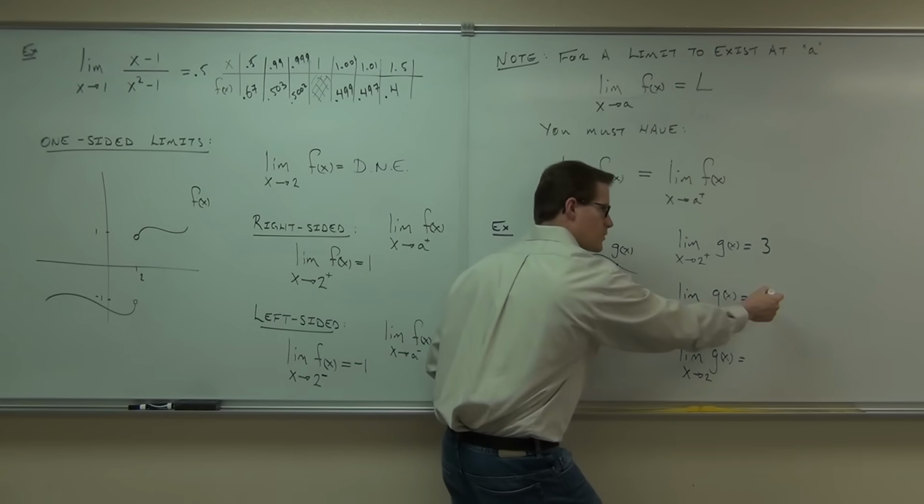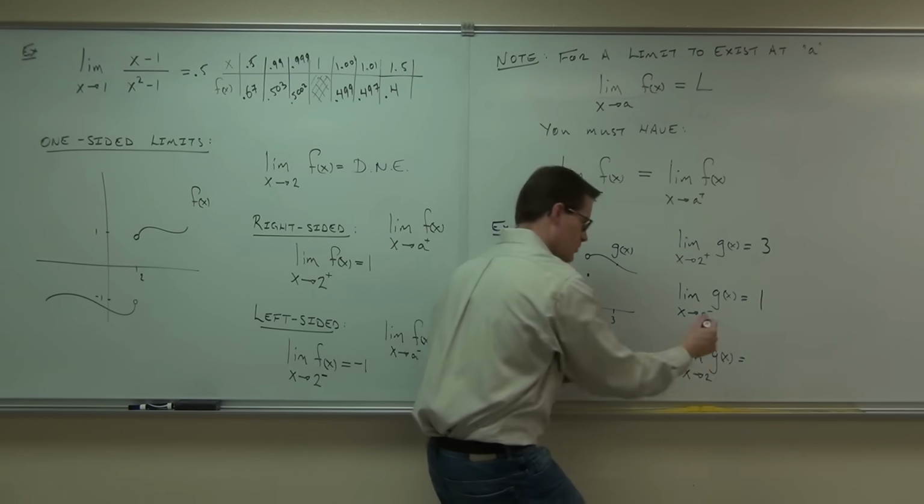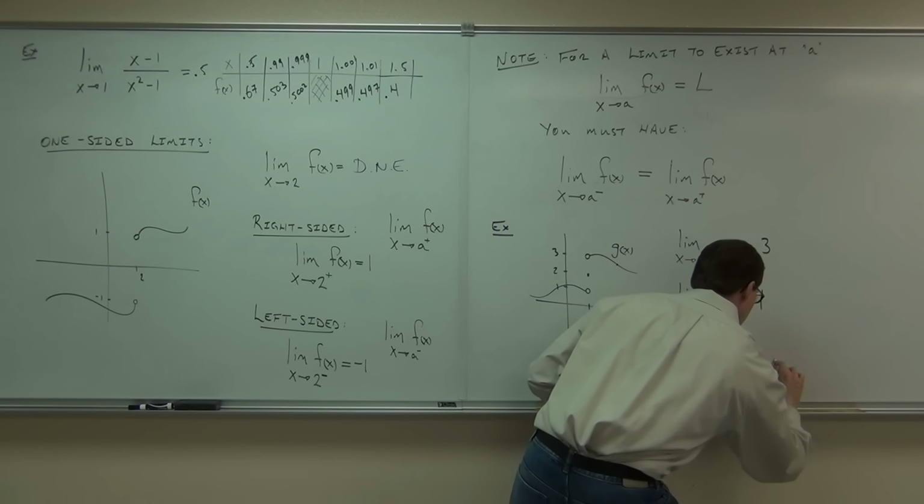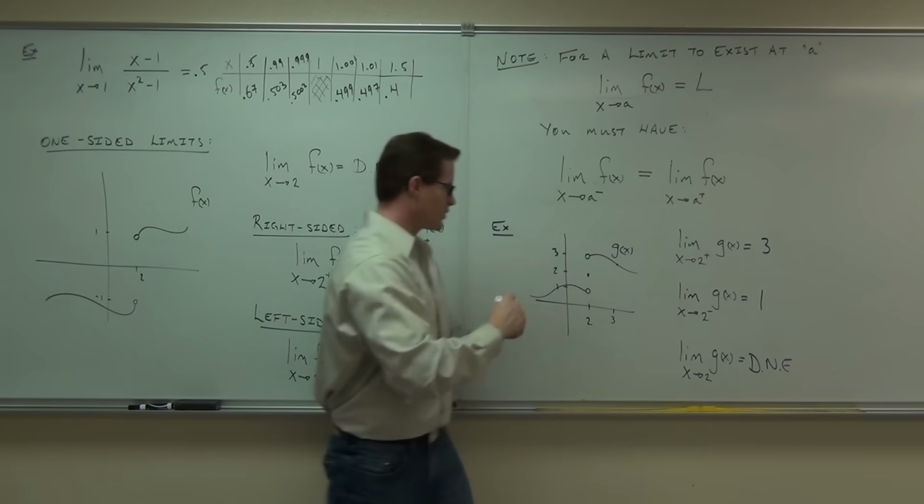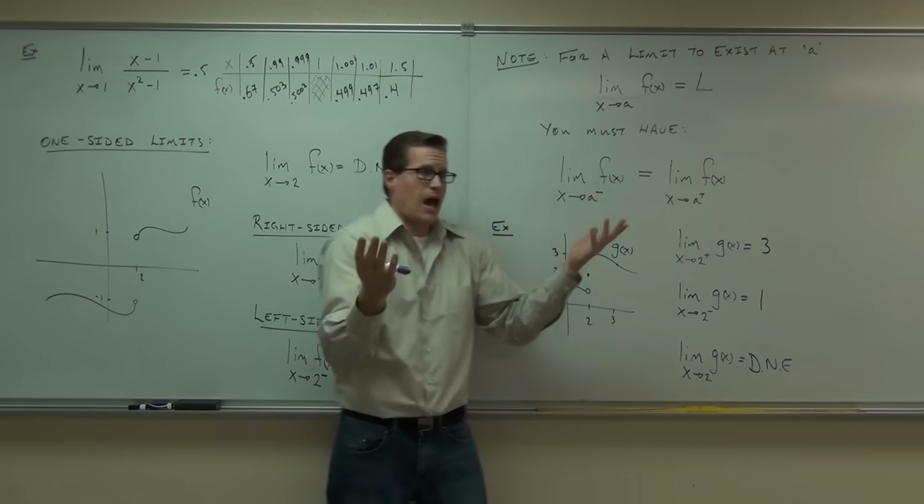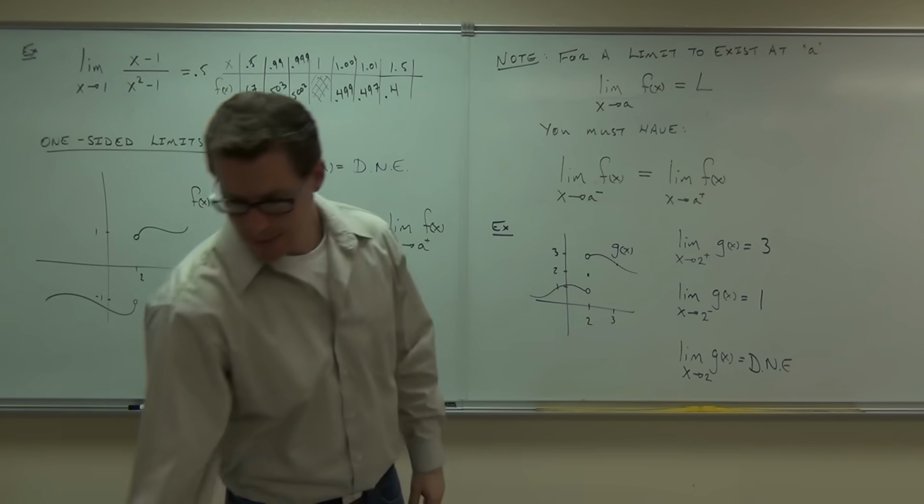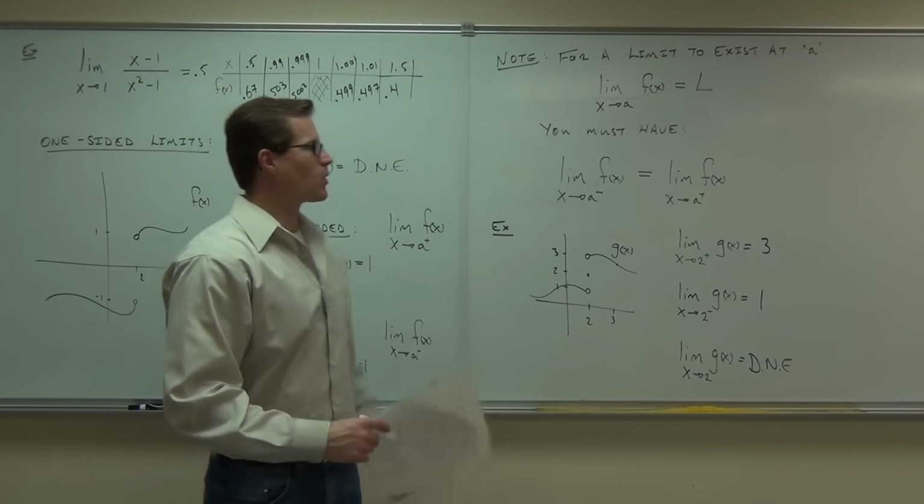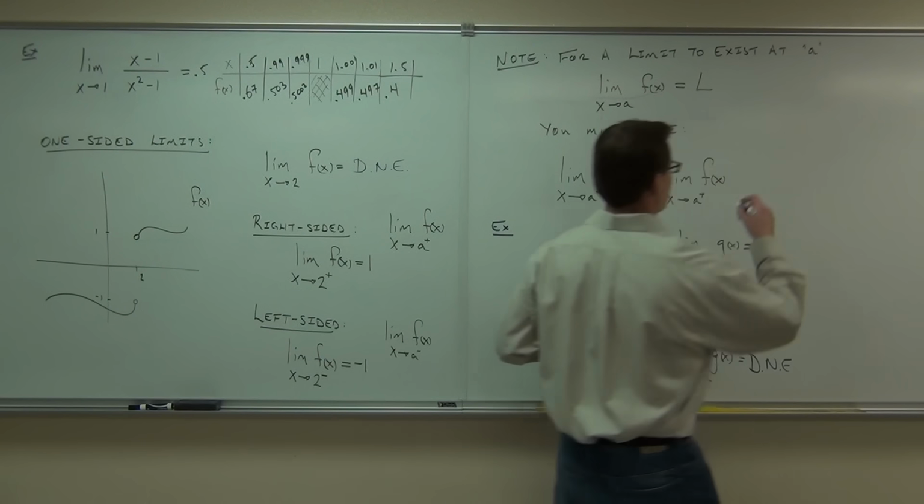So if this does not equal that, does that exist? No. So you put D. You can really see it though, can't you? If the lines don't match up, it's not there. It's not going to happen. The limit doesn't exist. Let's do one more and we'll call it good on this stuff. Here we go.